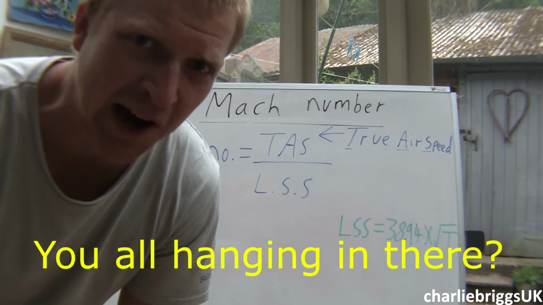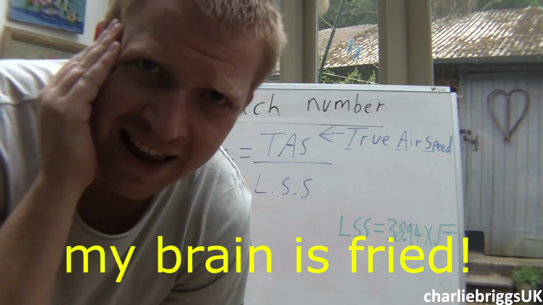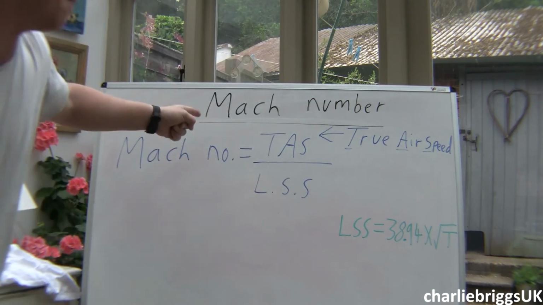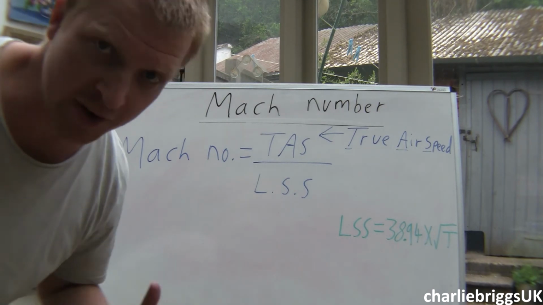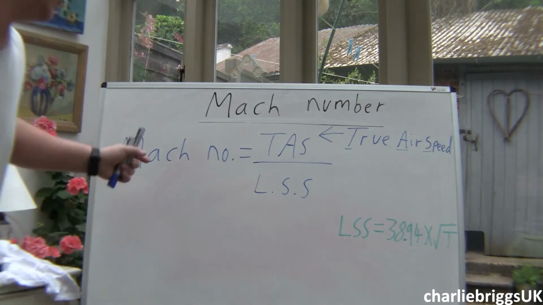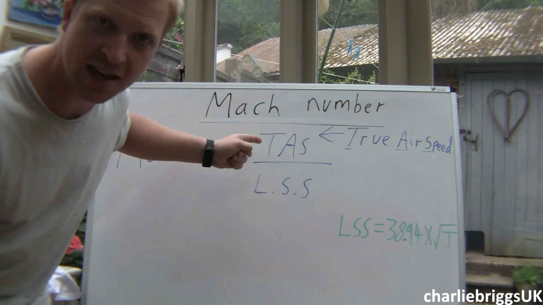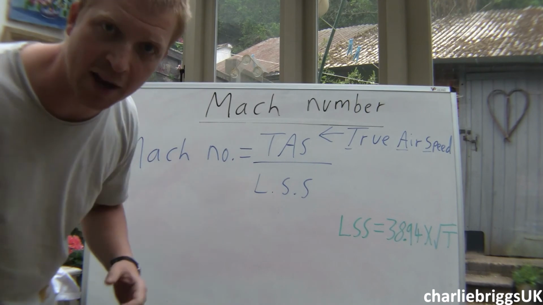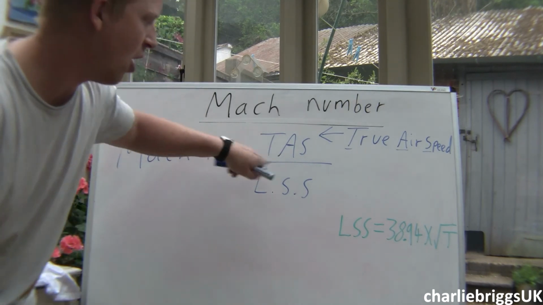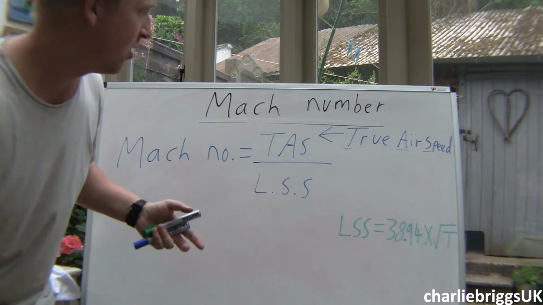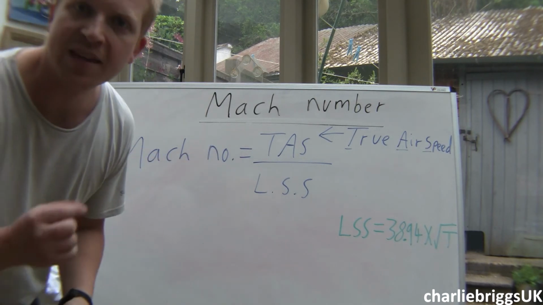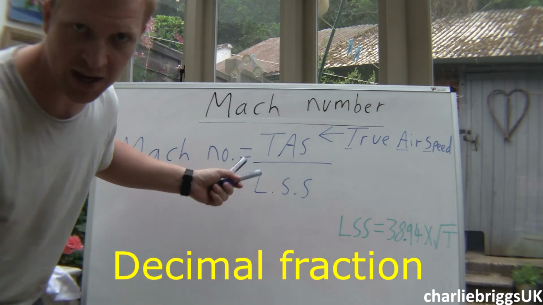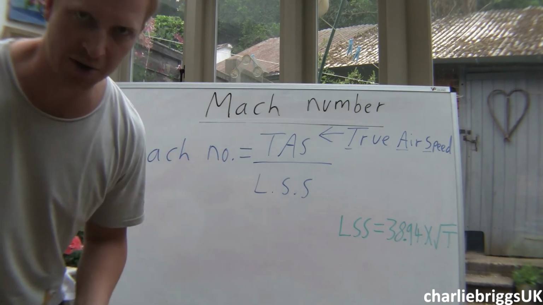Alright, okay, never mind. Let's talk about the Mach number. The Mach number is very simple, actually. It's just your true airspeed, so how fast your aircraft is flying through the air, over the local speed of sound. So the Mach number is a decimal fraction of your airspeed to the local speed of sound.